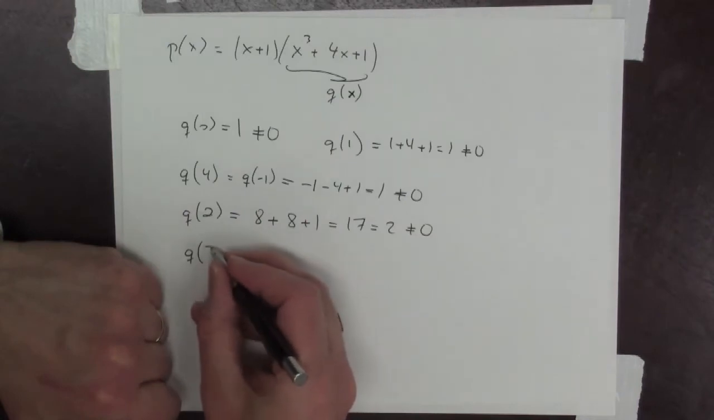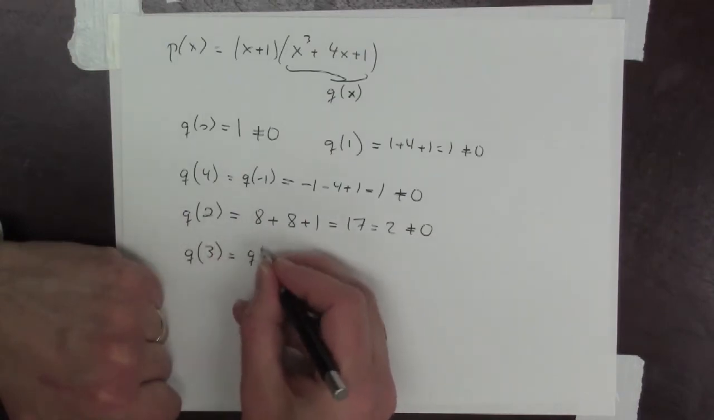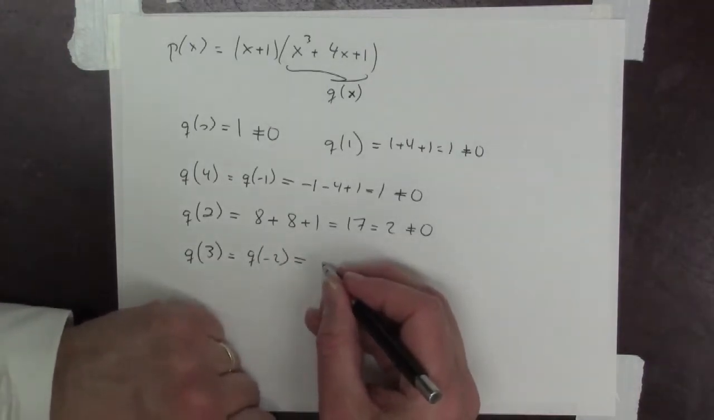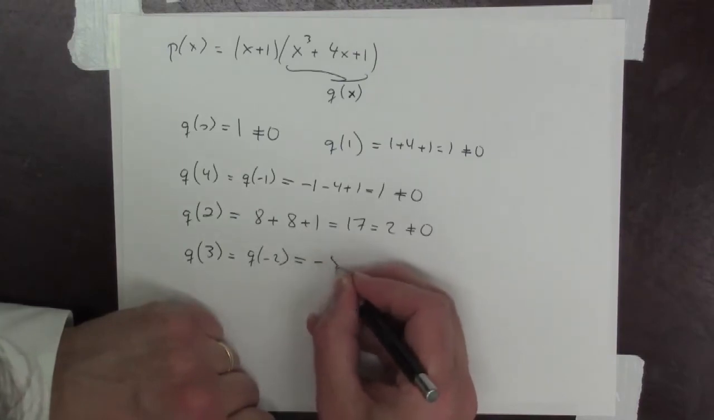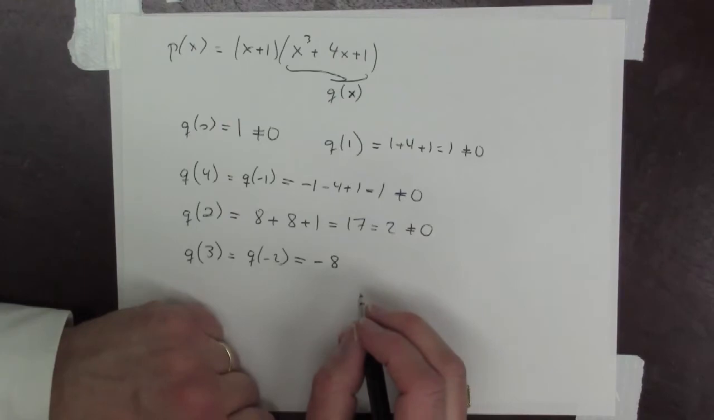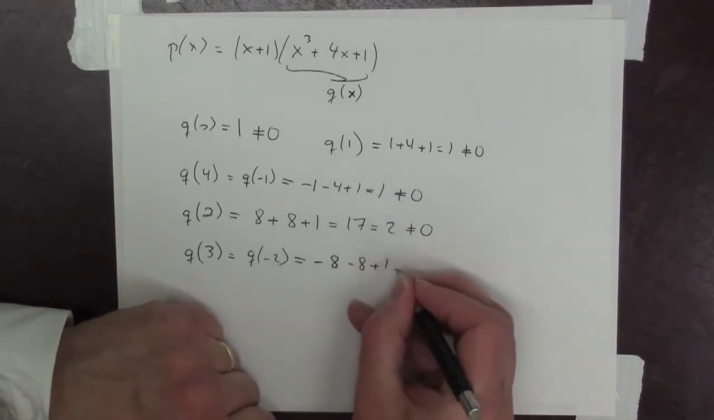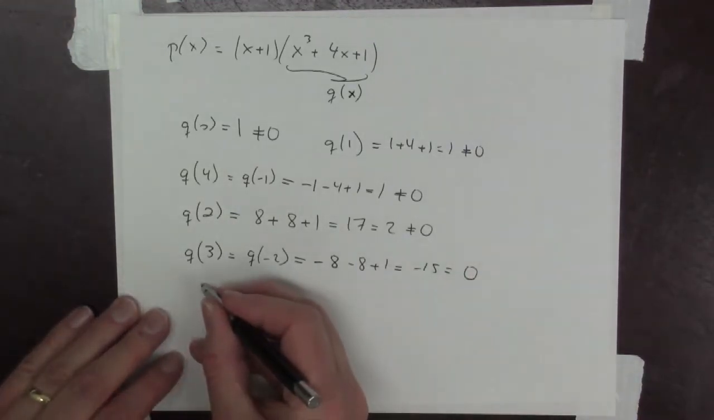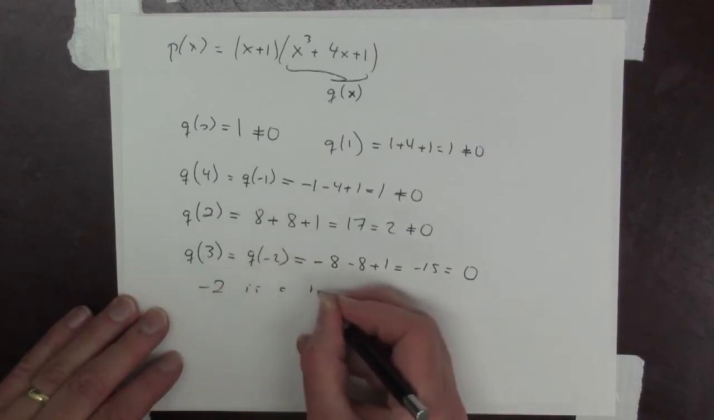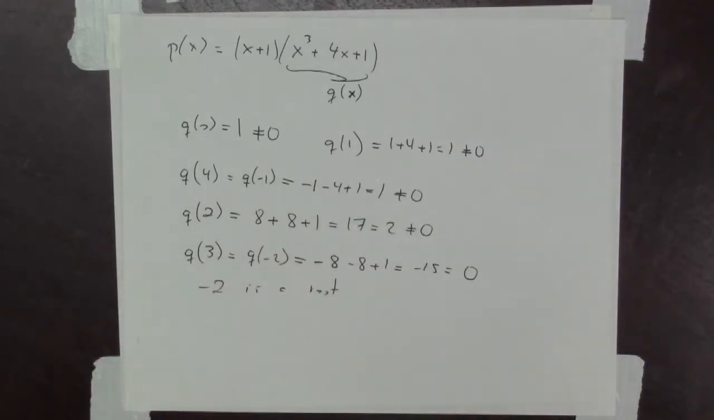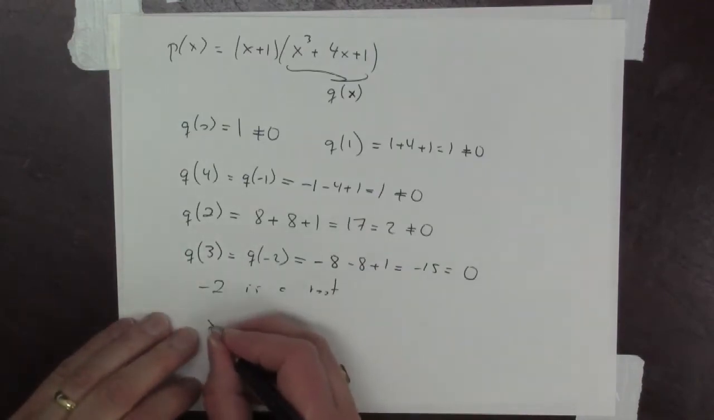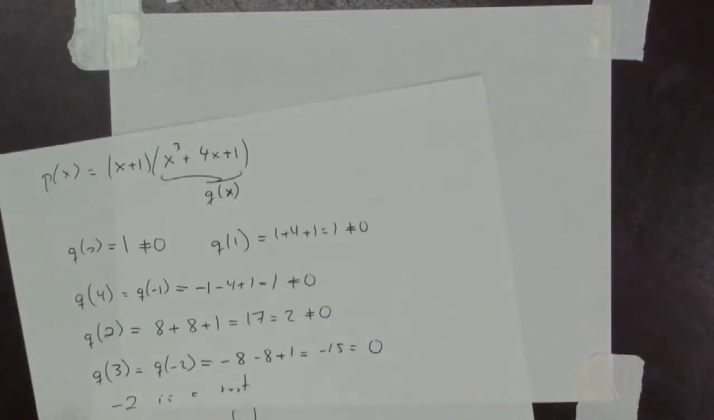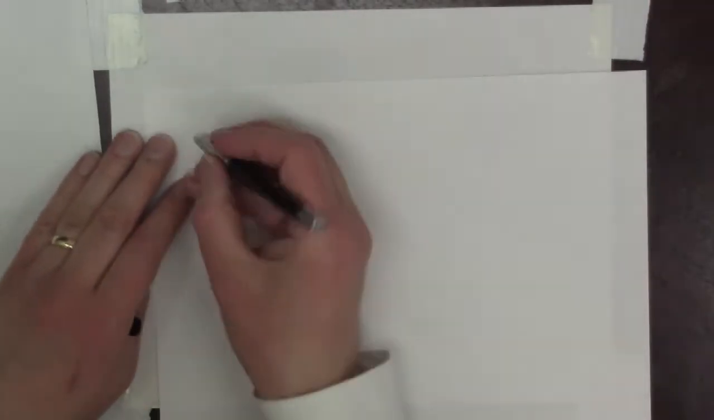Finally, let's figure out q of 3. But to make the number small, remember that 3 is the same thing as negative 2. What do we get? I get minus 8, remember, this is minus 2 cubed, and then plus 4 times minus 2, another minus 8, and then plus 1. This is minus 15, which is 0. Aha! 3 is a root, or minus 2 is a root. So x plus 2 is a factor. So that means I can divide my q of x by x plus 2.